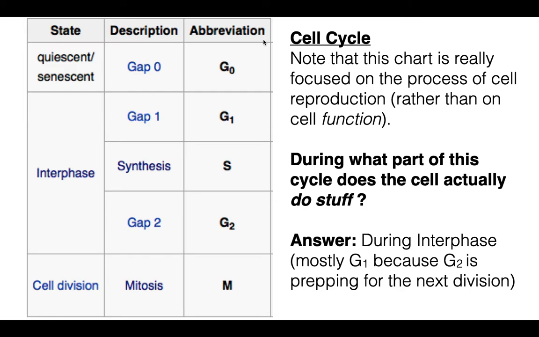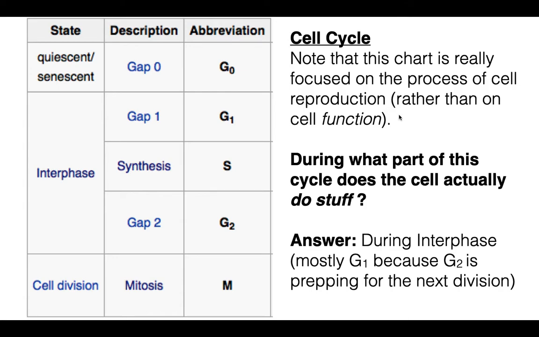So the cell cycle has this quiet or senescent period called gap 0, G0. Then there's this interphase period with gap 1, synthesis phase, and gap 2. The synthesis phase is the phase during which DNA gets replicated. And we're going to go through the process of DNA replication in the synthesis phase, a subphase of the interphase, in just a minute. And then after this gap 2 period passes, there's a cell division, and that's called mitosis. So this chart is really focused on the process of cell reproduction rather than on cell function.